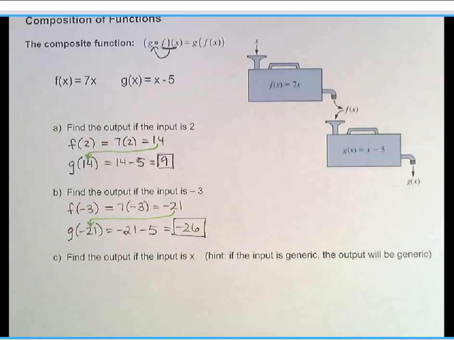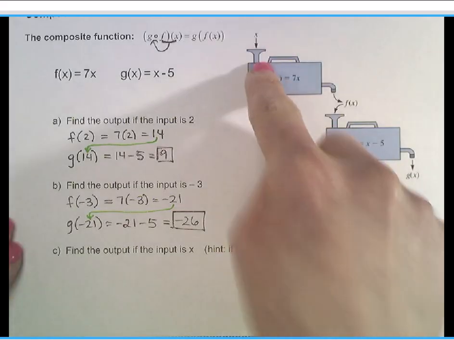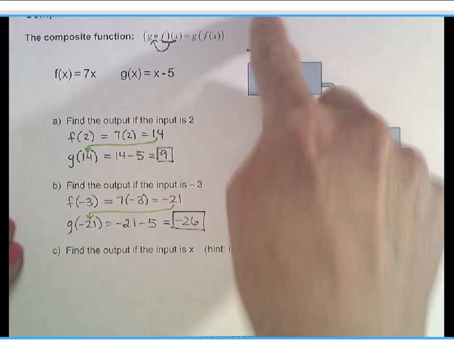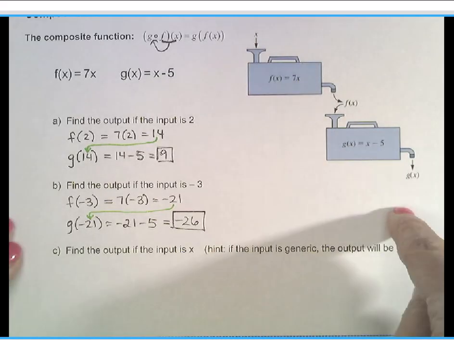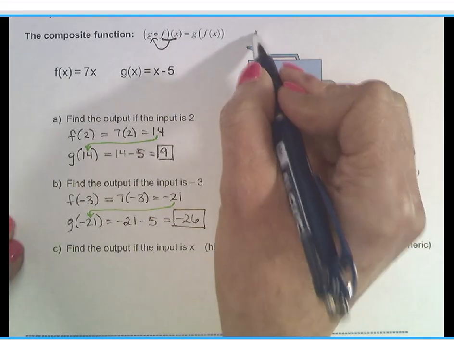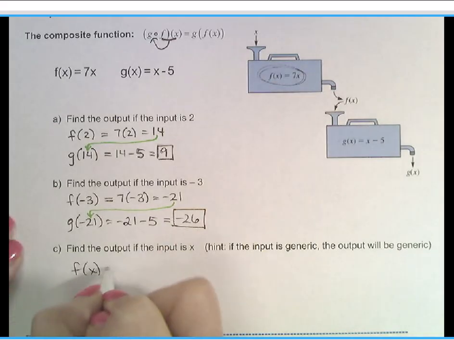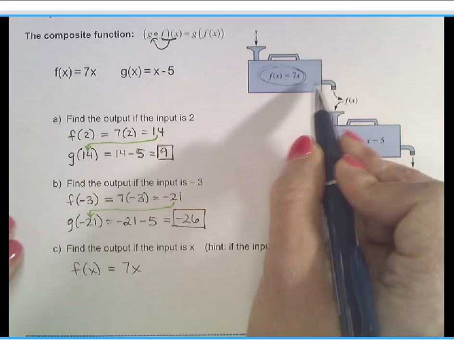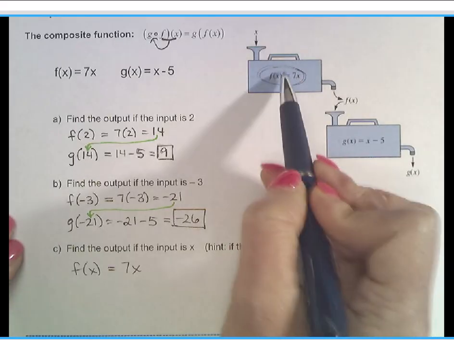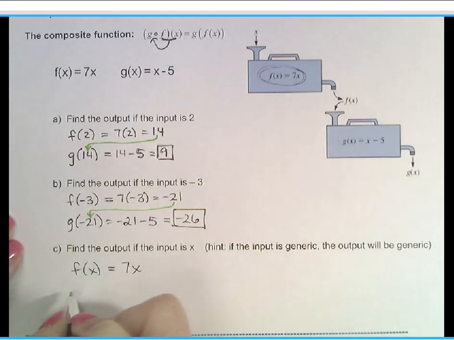That's what that means. Now it says, find the output if the input is X. And the hint I'll give you is, if the input is a number, what's going to come out is a number. But if your input is generic, you can expect the output to also be generic. So check this out. If I drop an X into my function, then it just tells me 7x. It's going to say, okay, I'm going to multiply your input by 7. So I inputted x, so it's going to spit out 7x.